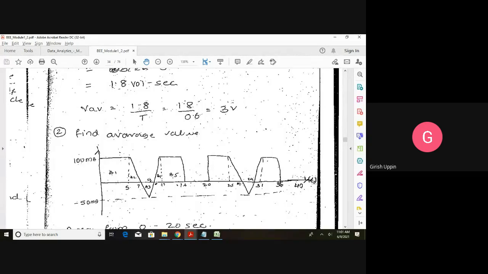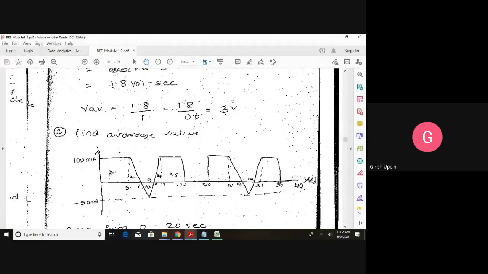A6 area is 0. Can you try to find the average value? I will give 5 minutes. So what is the average value of this? The average current IAV is equal to the area under the curve for one cycle divided by the time period for the one cycle. And the area under the curve for one cycle is A1 plus A2 plus A3 plus A4 plus A5. Wherever there is a negative sign, you have to use that negative sign, and divide by the total time period for one cycle, which is 20 seconds.